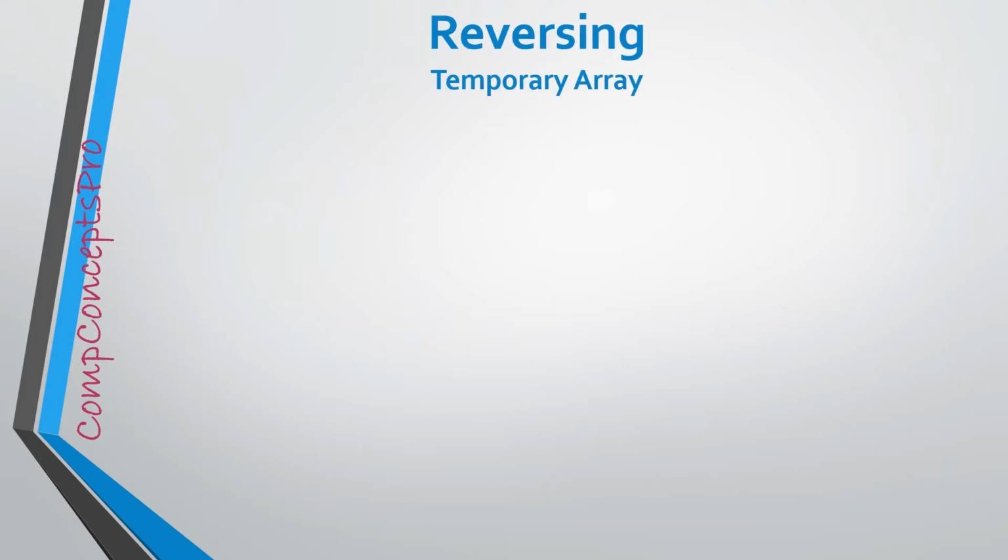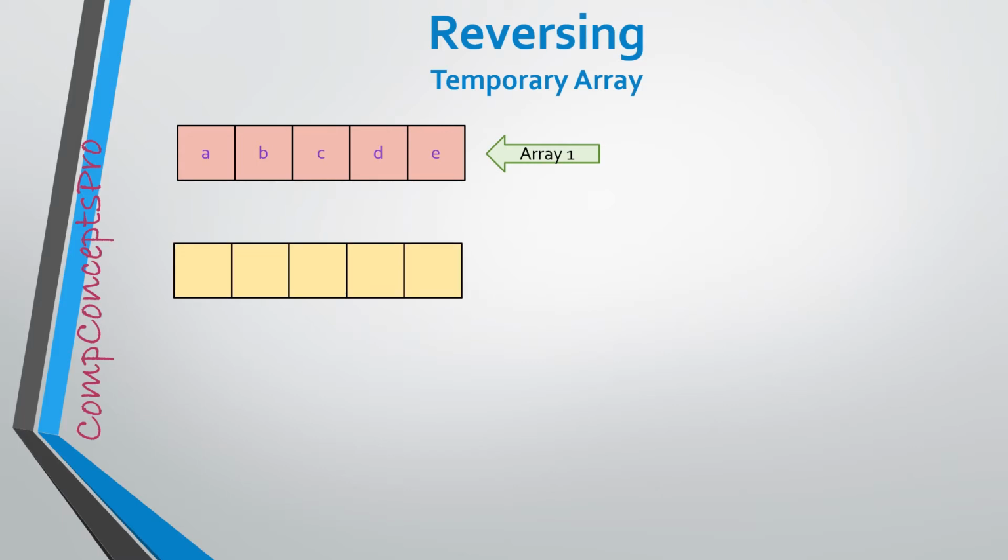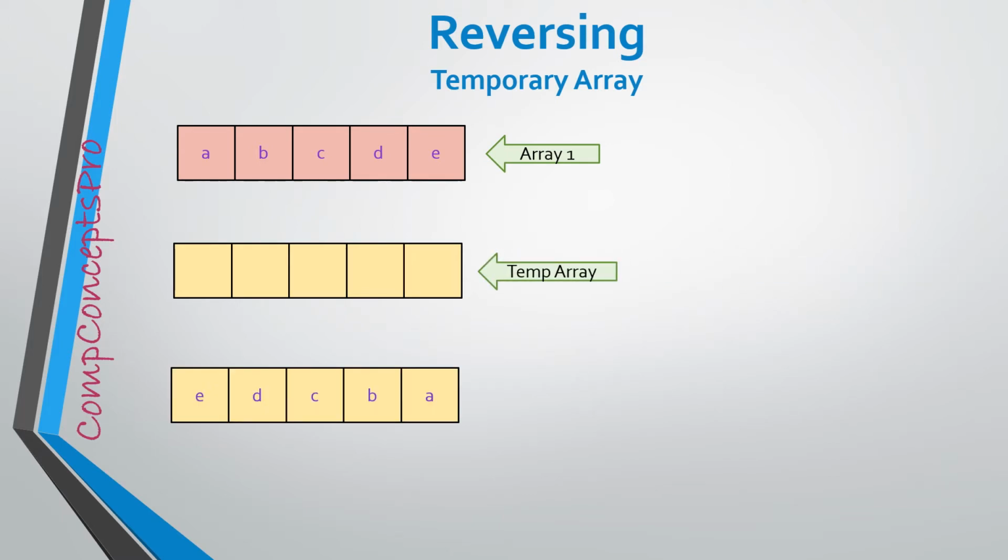Firstly, we'll use the temporary array method. Let's say we have to reverse the order of elements of this array. So we'll copy the elements of the original array one by one from the backside into the temporary array. So now the order of elements has been reversed in the temporary array.